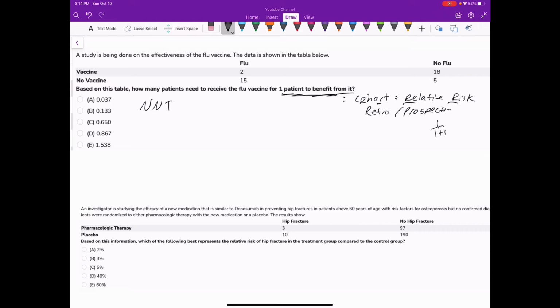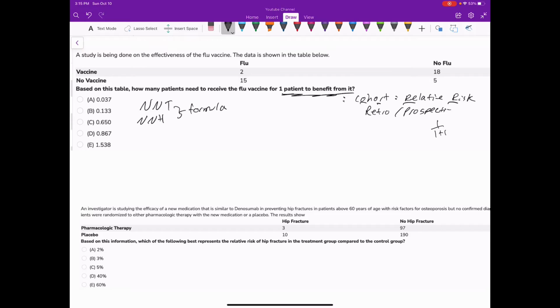If you're benefiting from something and they want to know how many people you need to treat so someone could benefit from it, that's going to be number needed to treat. Similar to number needed to harm, instead of harming someone, you're treating someone. Same exact formulas, same exact thing, used in the same way.